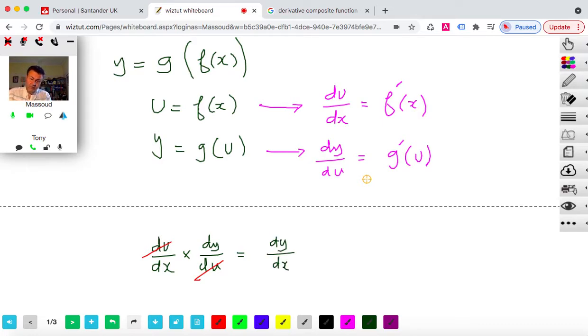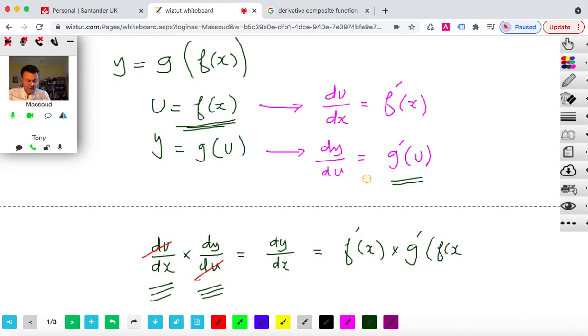So really what dy dx is equal to is du dx, which is f dash x, and that's going to be multiplied by dy du. But dy du is g dash, but we don't want the u as a subject, so we just replace the u with what it was, where the u was in fact fx, so it would be g dash of fx.